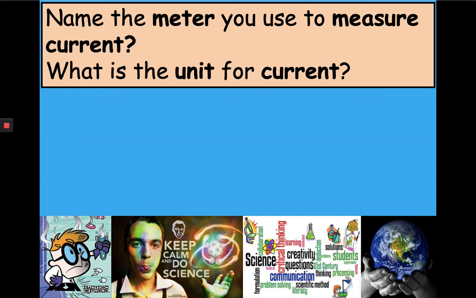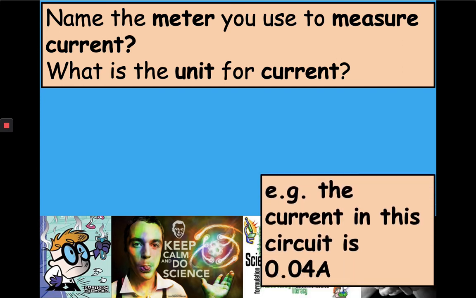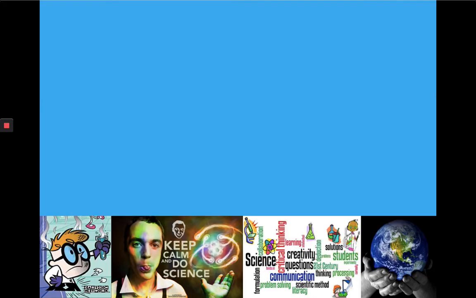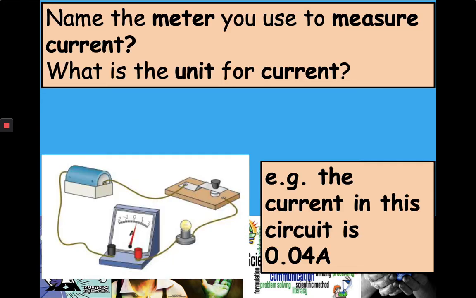So, name the meter you use to measure current. What is the unit for current? Let's have a look at this here. We've got the current in this circuit is 0.04 amps. So we've got our battery, we've got our switch, we've got our bulb, and we've got our ammeter there that's measuring it. It's measuring 0.04 amps. So this is what is used to measure current. And the unit for current is amps, which is represented by a capital A.